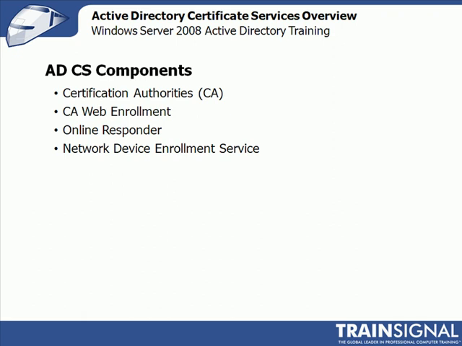Now, the last component I want to talk to you about here is something called the Network Device Enrollment Service. This is a component that basically allows things like routers, so network devices that don't have an actual operating system, to obtain certificates. So these are the four main components of Active Directory Certificate Services.